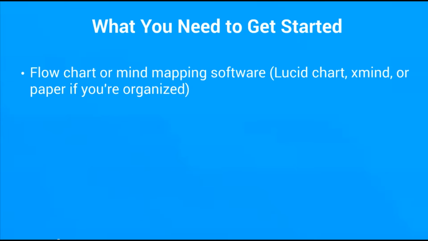Now let's talk about what you need to get started. Obviously, you're not going to need a lot of tools for this particular practice and process, but you're going to need a way to map things out, whether it be a flowchart system or a mind mapping software. We recommend Lucidchart, which is what we're going to be using. However, if you want to use a mind mapping software like Xmind or even paper, if you are organized, that's fine. But we highly recommend Lucidchart just because it's really easy to map things out. And you'll see what I mean when I actually jump right in.